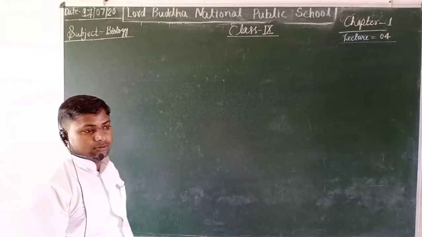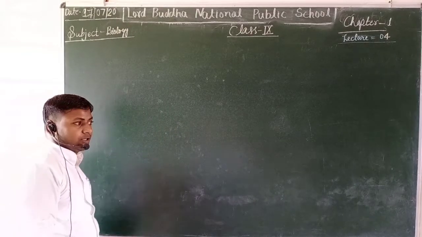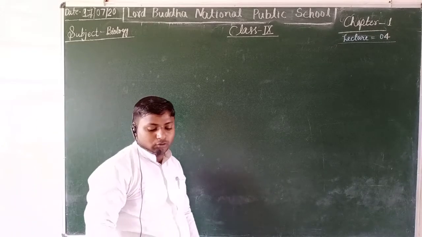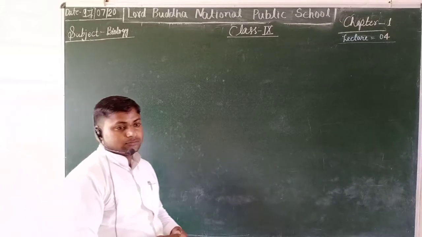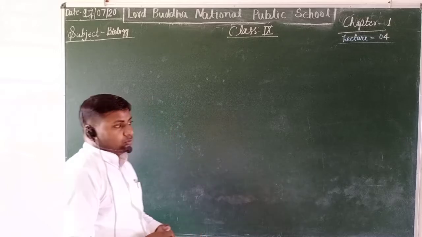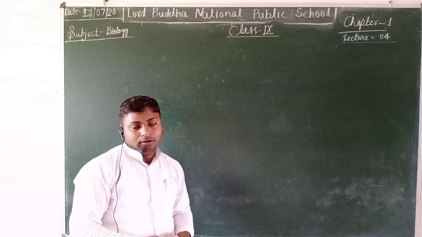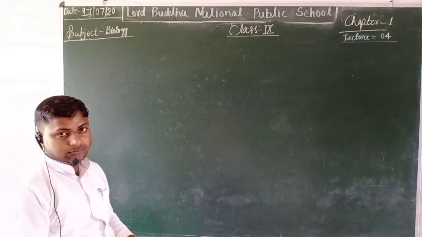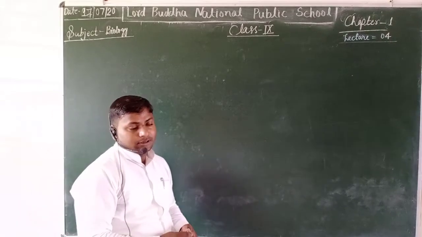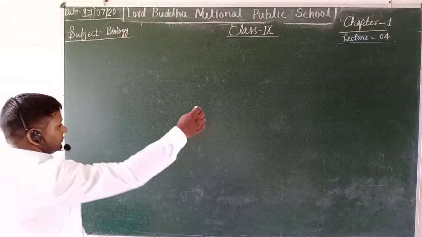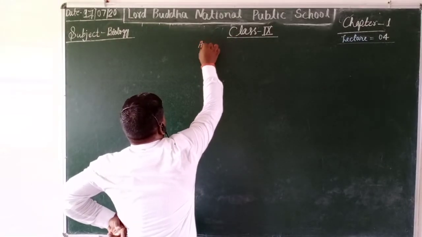Today we will be discussing the eukaryotic animal cell. In the previous lecture, you studied the eukaryotic plant cell. Now, today we will discuss the eukaryotic animal cell with the help of a labeled diagram. Let us start today.